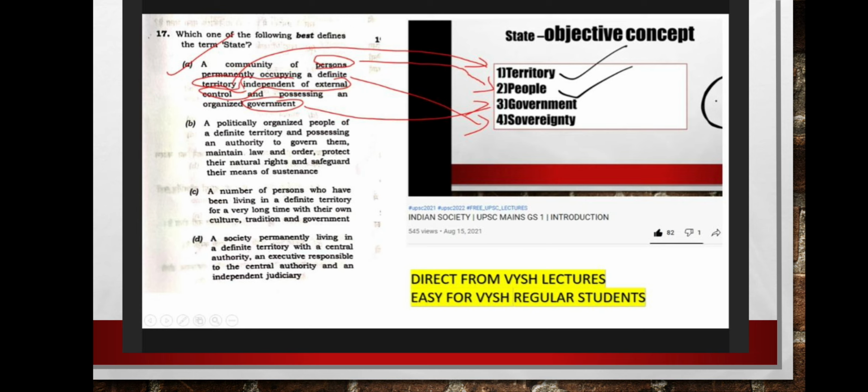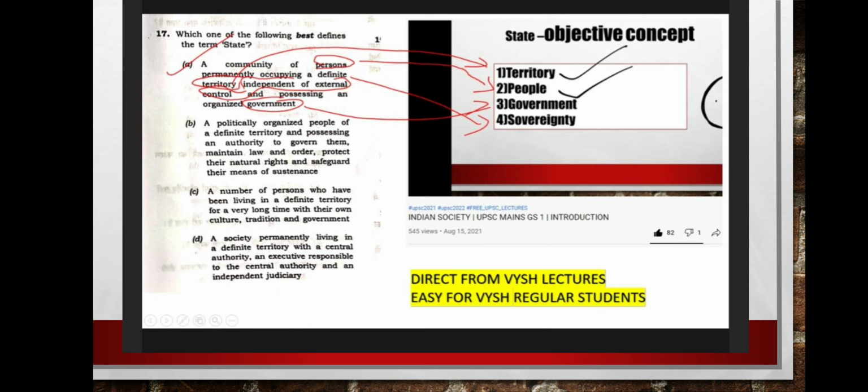If you see episode 1 of the Indian Society lectures, we have discussed what is state. I told you four conditions to call an area a state. It should have a territory, it should have a people, it should have a government, and it should be free from external control. That means the area should have sovereignty. This is what is mentioned in option A, right?